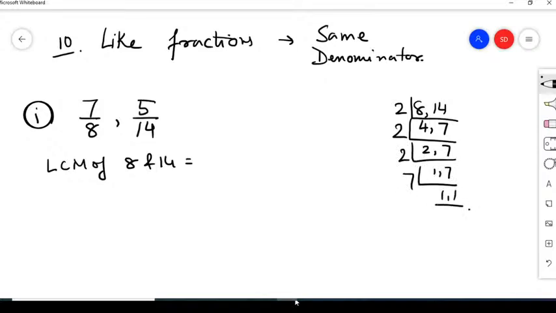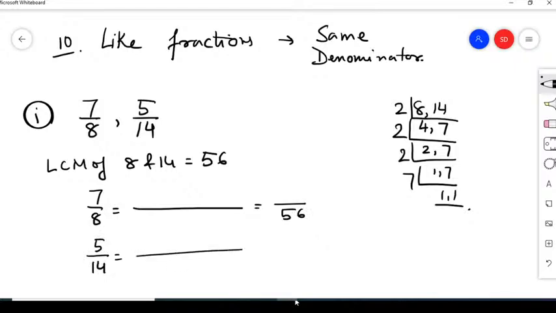Okay, so that is 56. 2 twos are 4, 4 twos are 8, 8 sevens are 56. So what you have to do is see how you can make 8 into 56, and how you can make 14 into something which has a 56 in the denominator. Now since both are increasing, both will be multiplications.